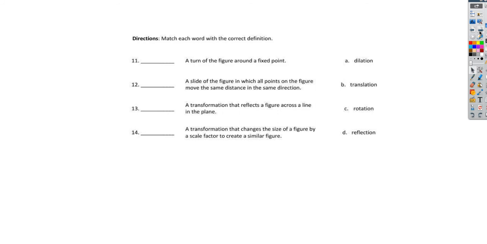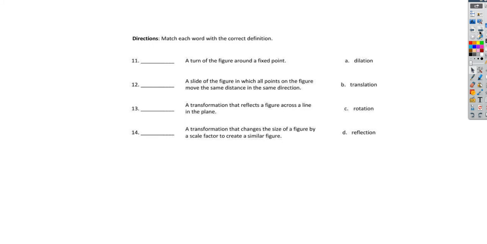Sorry, I want to read your choices for number 12. So again, number 12 says, a slide of the figure in which all points on the figure move the same distance in the same direction. A, dilation, B, translation, C, rotation, D, reflection.